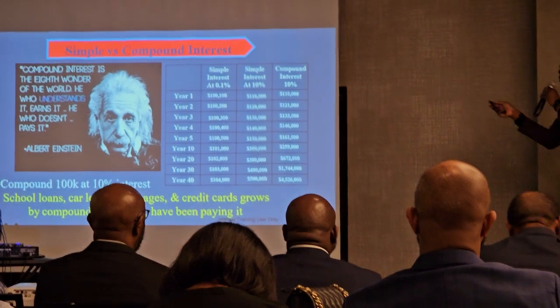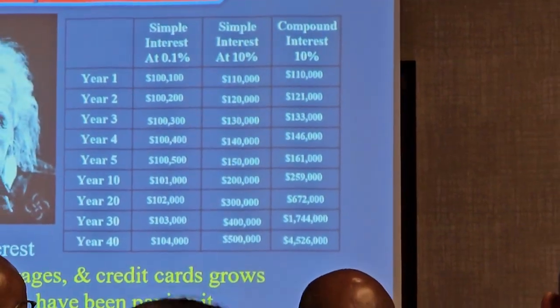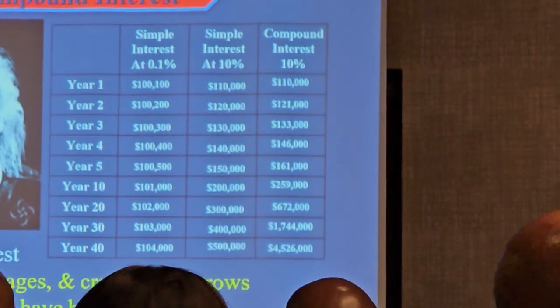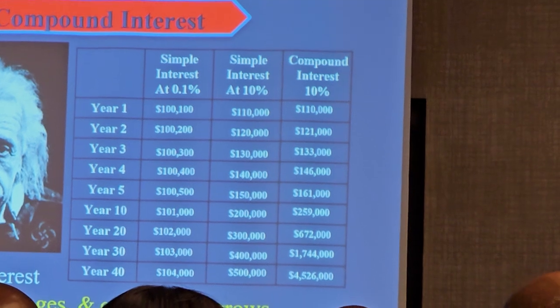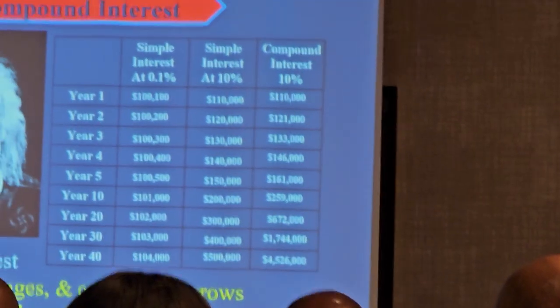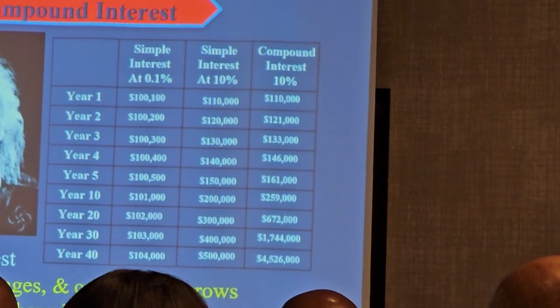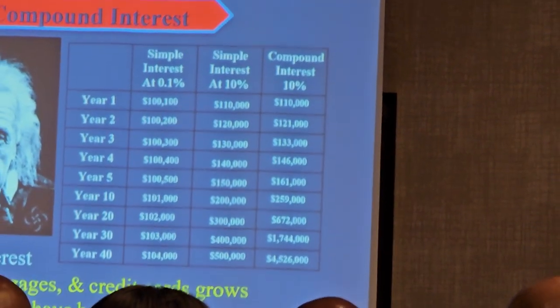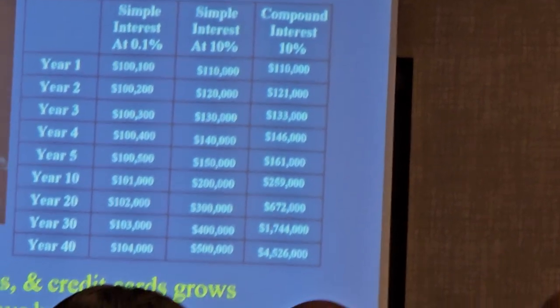All right. So the simple interest, we're going to look at the two rows to our right. The simple interest at 10% and the compound interest at 10%. Suppose you've got 100,000 in one account growing through simple interest at 10%, and you've got 100,000 in another account earning you compound interest. Just a quick comparison.